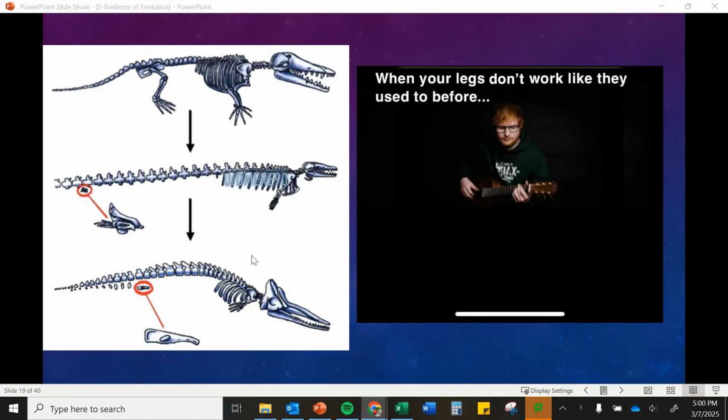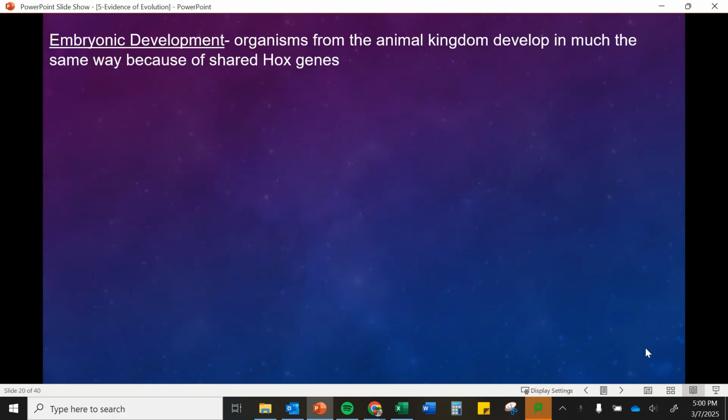Okay, I thought this was funny: when your legs don't work like they used to before. So this is showing the bones still present from legs, but not working, for vestigial structures.